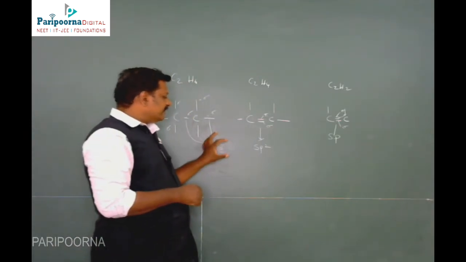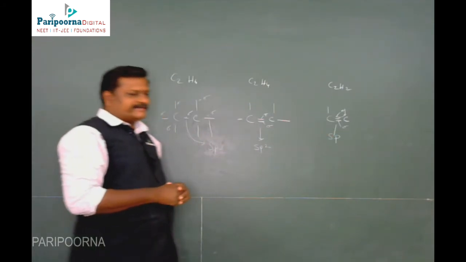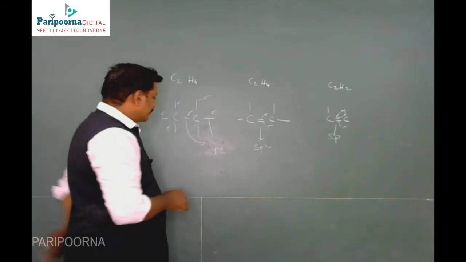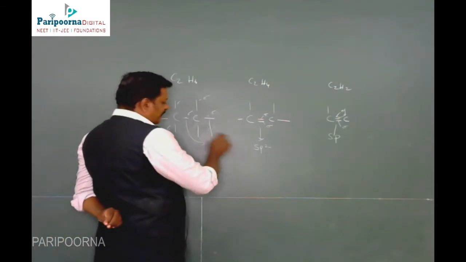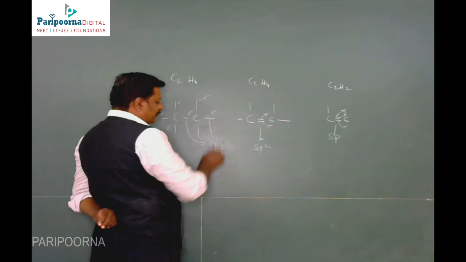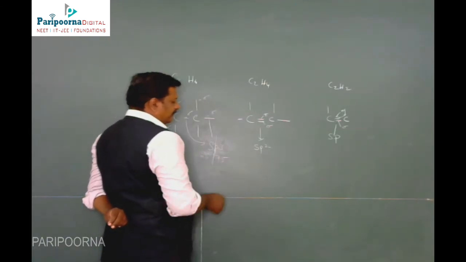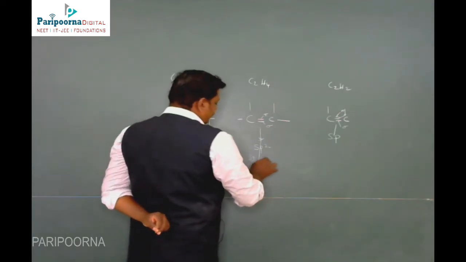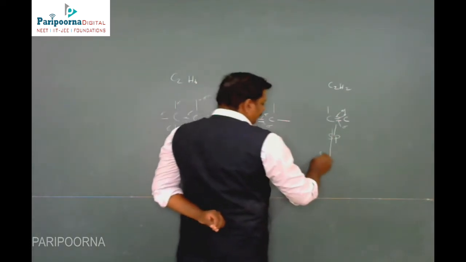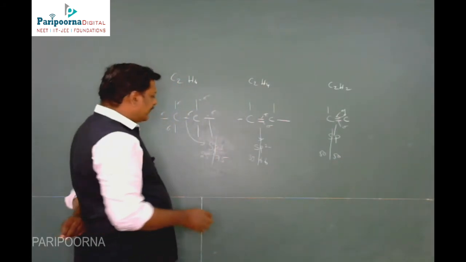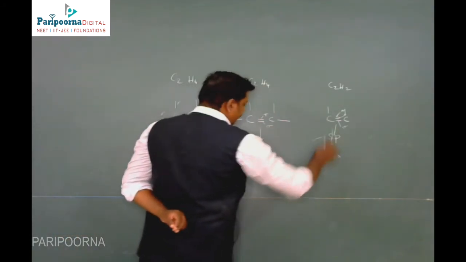So by using the hybridization, you have to find the percentage of s character present in the corresponding molecule. Here you can consider this as 100% hybridization. You have to split the percentage. Here there will be 25 and 75, here 33 and 66, here 50 and 50. So the s orbital contribution is very high in sp hybridization.